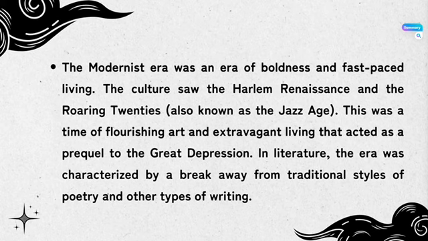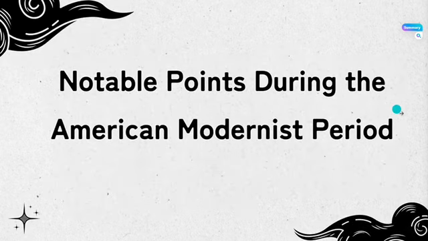So after the Great Depression, 19th century, during that time, there was the Gilded Age. In the Gilded Age, after the World War, they lavished themselves in a lot of jewelries, a lot of extravagant clothes to have this persona that can afford everything, even though their economic state is failing. Okay, so allow me to present to you the notable points during the American Modernist period.